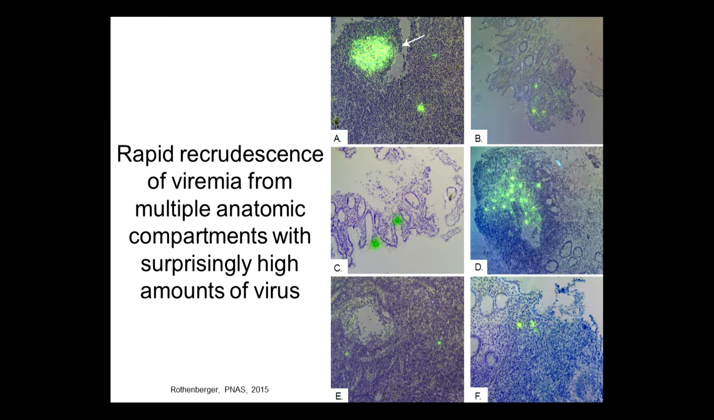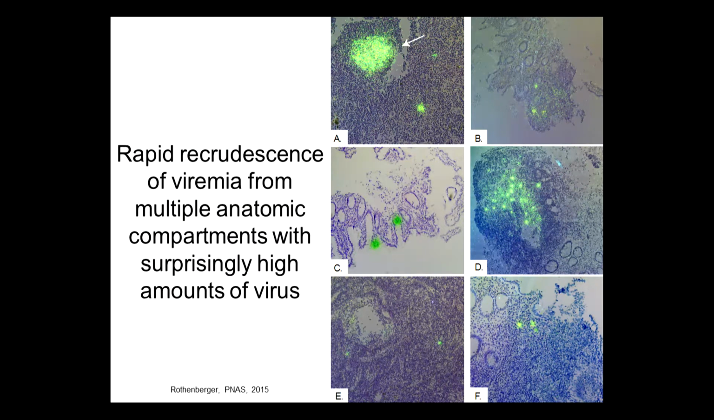So the point from this is that we can see multiple anatomic sites that are HIV RNA positive upon recrudescence of this virus. Now, this suggests that when you stop therapy, when the virus comes back, it comes back from multiple sites. So it's like it just turns on systemically and you get virus everywhere.